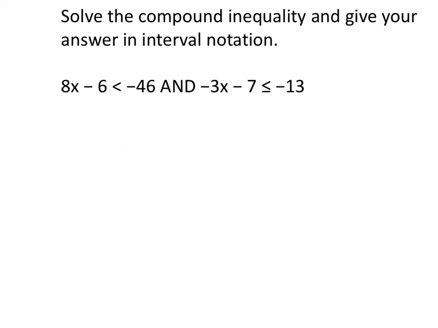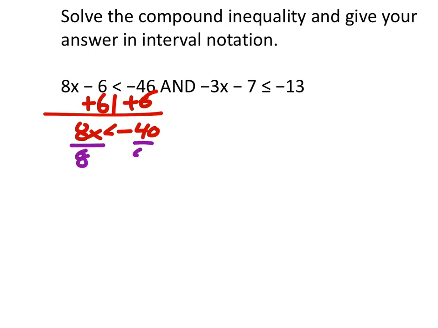Alright, we're solving this, but now it's an and statement, so we do need the intersection. Okay, if they don't intersect, which sometimes happens, then it just is a no solution set, which I think on the homework they want you to write DNE. So, on the inequality to the left, I'm going to add 6 to both sides. Then I've got to divide by 8. But I'm dividing by a positive 8, even though it's that negative 40, so it's not going to flip the inequality. X is less than negative 5.